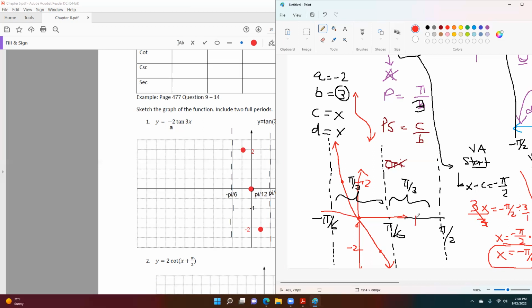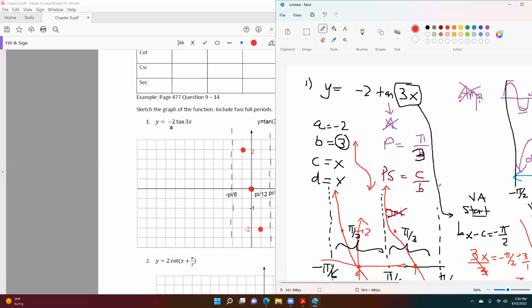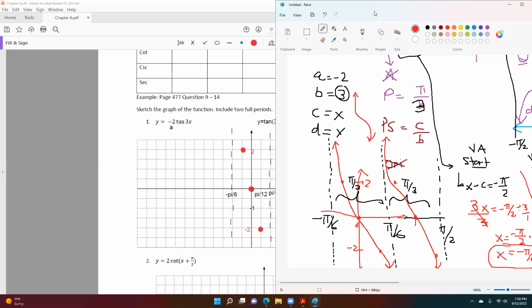So right in the middle will be 0. Right in the middle between pi/6 and this will be at +2. Right in the middle between that and pi/2 will be -2. And you will get yourself another tangent graph that is being moved around. So this is your answer for question 1.